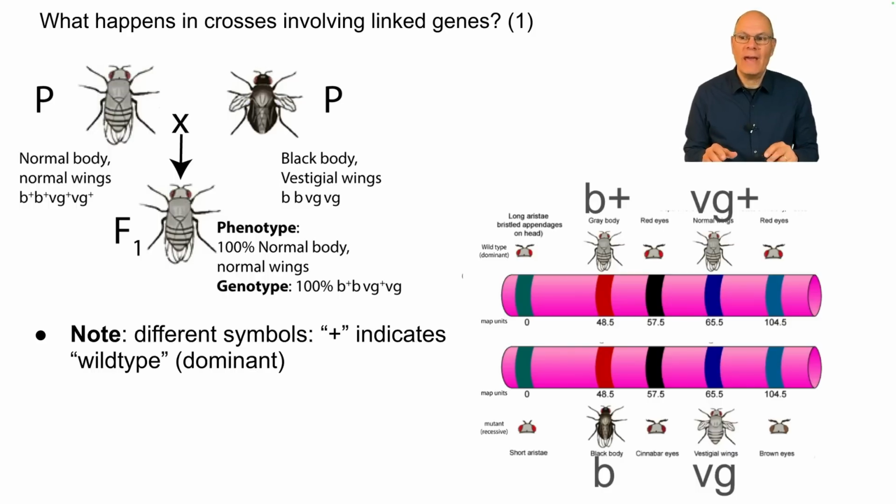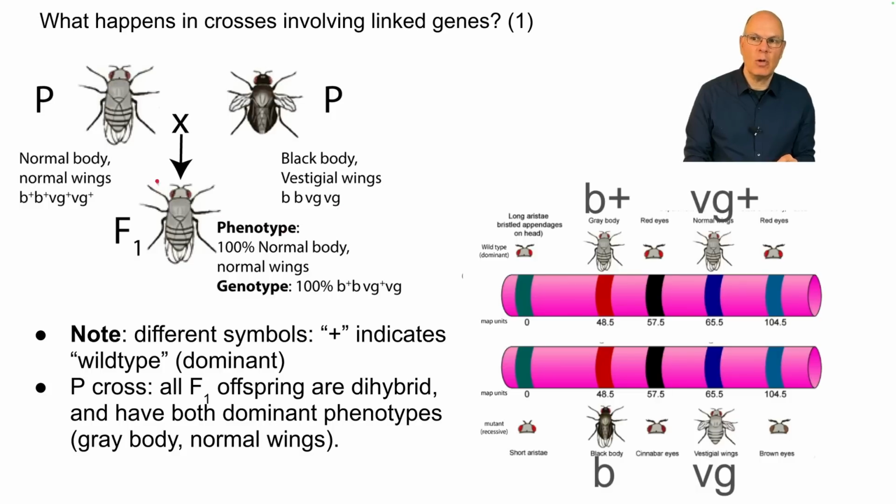Note, first of all, that we have a different symbol system over here. You can see that right over here. We have B plus, VG plus, VG plus. In this system, in non-Mendelian genetics, a plus sign indicates the wild type or the dominant allele. If you have a symbol that can be more than one letter without a plus sign, that indicates the recessive.